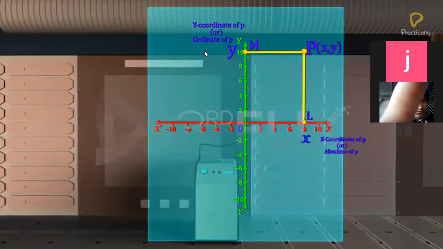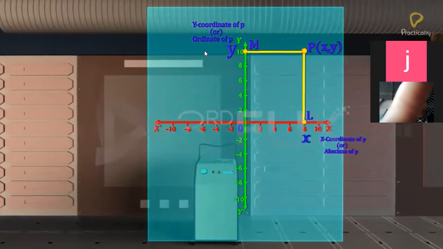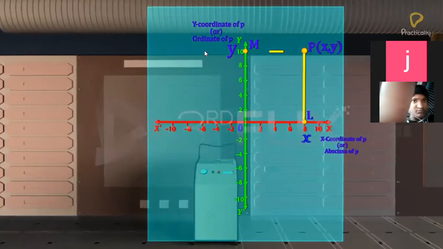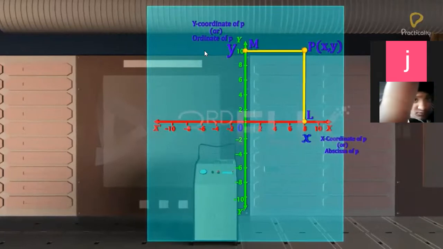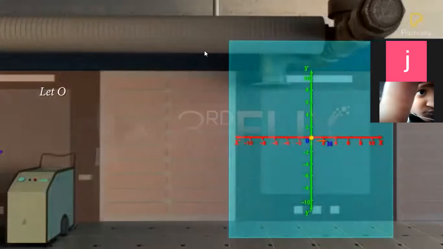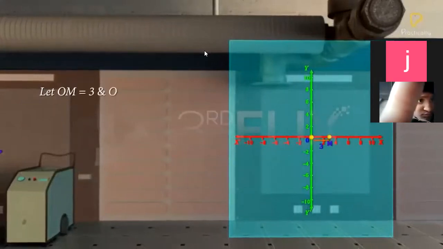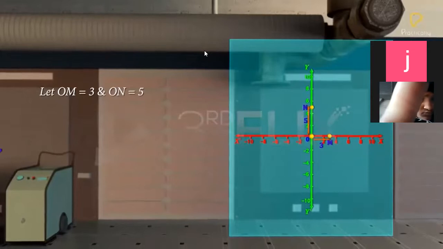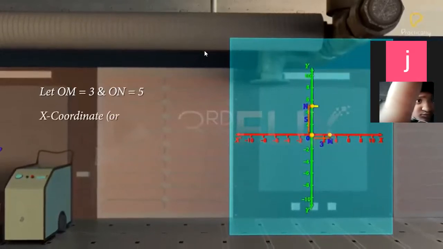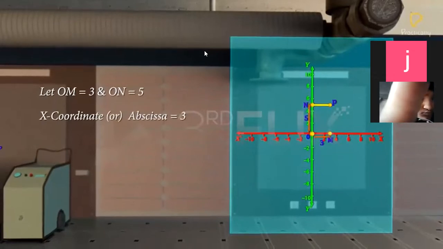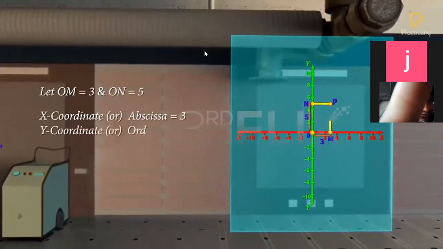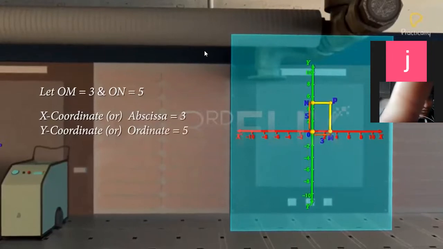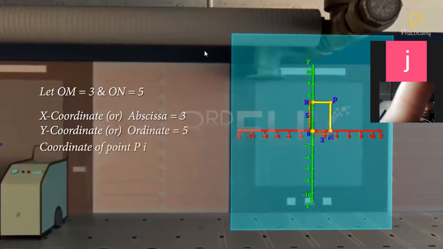For a point P (x, y), the abscissa or x-coordinate is the perpendicular distance from the point P to the y-axis. The ordinate or y-coordinate is the perpendicular distance from the point P to the x-axis. Let OM equal 3 and ON equal 5. Then, the x-coordinate or abscissa of point P is 3, and the y-coordinate or ordinate of P is 5, and we say that the coordinate of P is (3, 5).